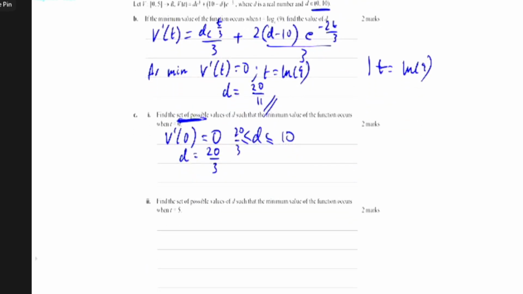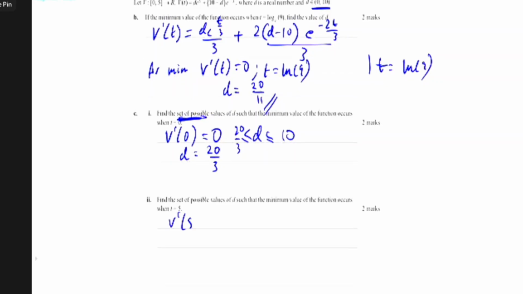Find the set of possible values of d such that the minimum value occurs when t is equal to 5. So v dash of 5 is equal to 0. You get d is equal to some number, 20 on 2 plus e to the 5. Again, you have to consider the set of values, except this time it would be from 0 to that number. So it would be from 0 to 20 on 2 plus e to the 5.